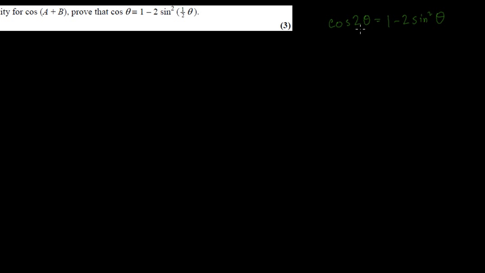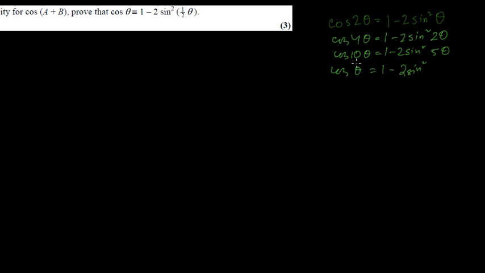Now this means if this is double, this will be half. So if I write cos 4 theta, this would be 1 minus 2 sine squared half of 4 theta, which is 2 theta. If I write cos 10 theta, it would be 1 minus 2 sine squared half of 10 theta, which is 5 theta. On the other hand, if I write cos theta, 1 minus 2 sine squared half of theta is half theta, or theta by 2.